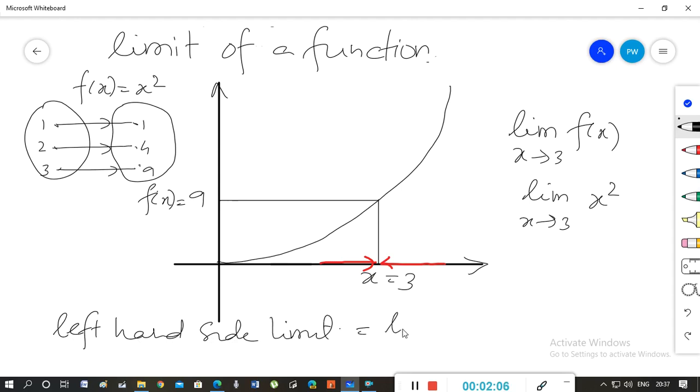So I'll write it as the limit of x tends to 3 minus. This minus signifies that we are approaching 3 from the left hand side, and we are finding the limit for the function x square. So x takes values 2.9, 2.99, 2.999, 2.9999. Maybe I'll say x will try to go as near to 3 as possible, and we'll find what sort of values f of x will have.